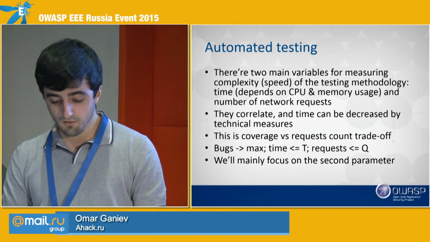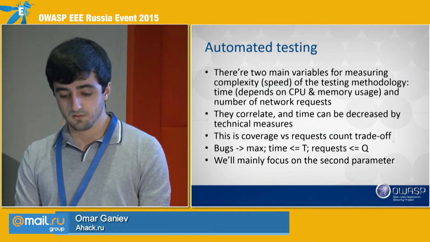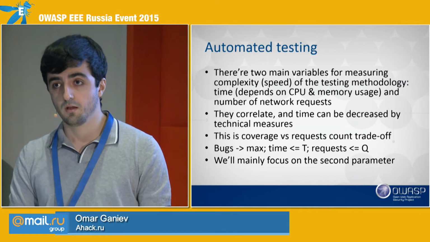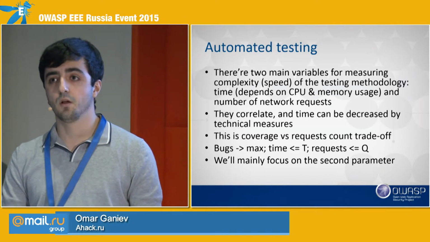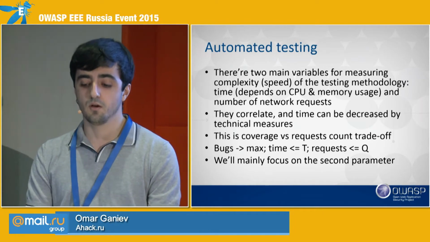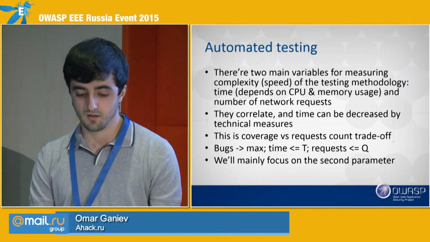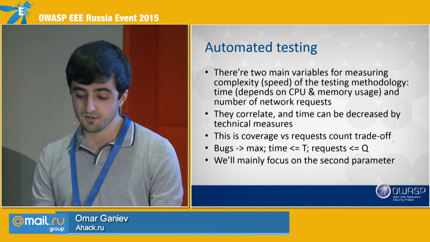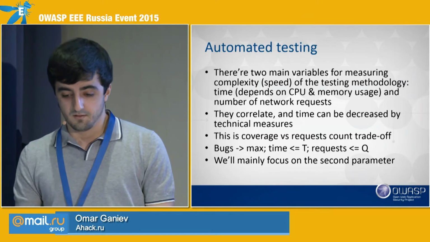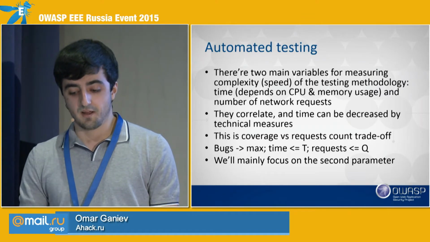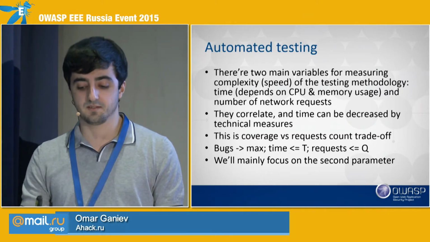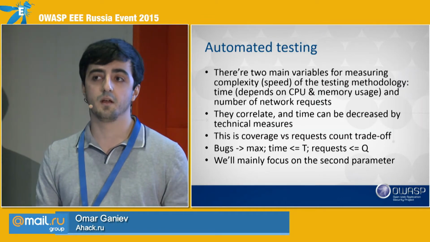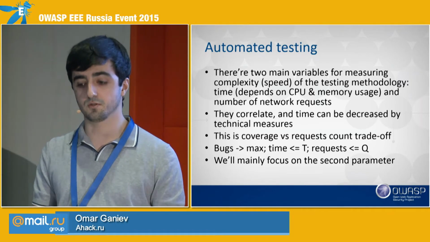This is a trade-off, because you need to decide what you need more: coverage, better coverage of all inputs, of all interfaces, or better speed. So actually, the topic of this talk should be not time less than t, but requests less than some q. Let's say we should make not more than 1,000 requests on each host.